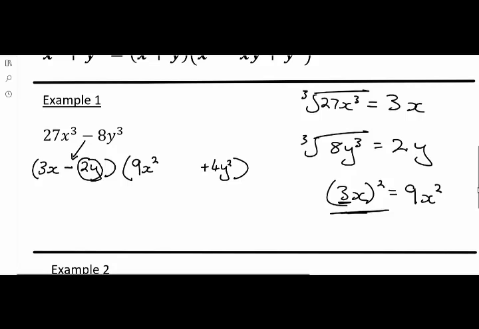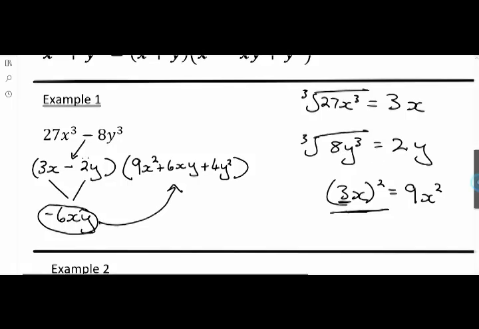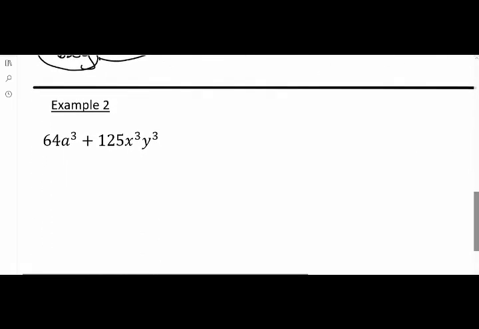Okay, so that takes care of that. Now to get that middle term, well, we are going to take these two numbers and multiply them by one another. 3x times negative 2y will give me negative 6xy. I am going to take this and put this into the set of brackets, 6xy, and the sign to the left will be a positive. Remember, we invert that sign. Okay, let's do one more example on this.